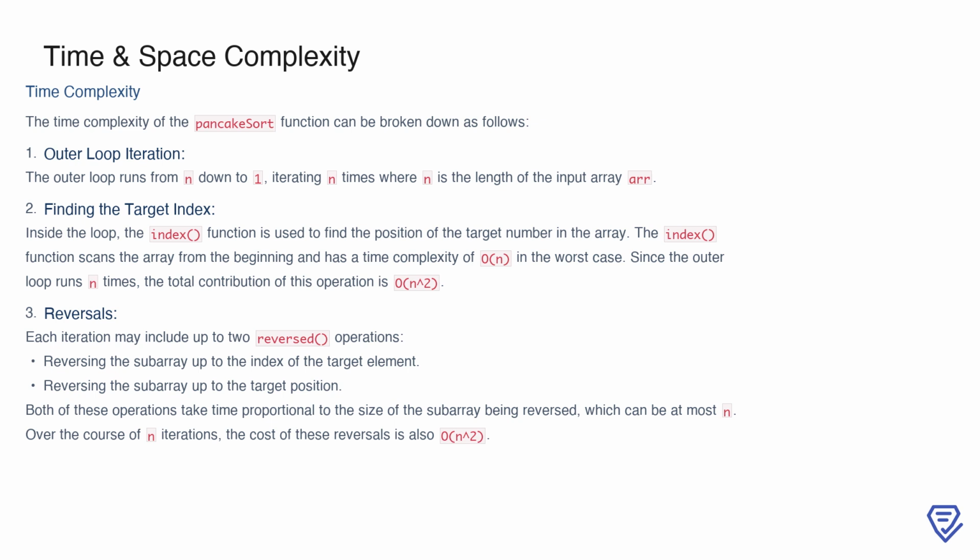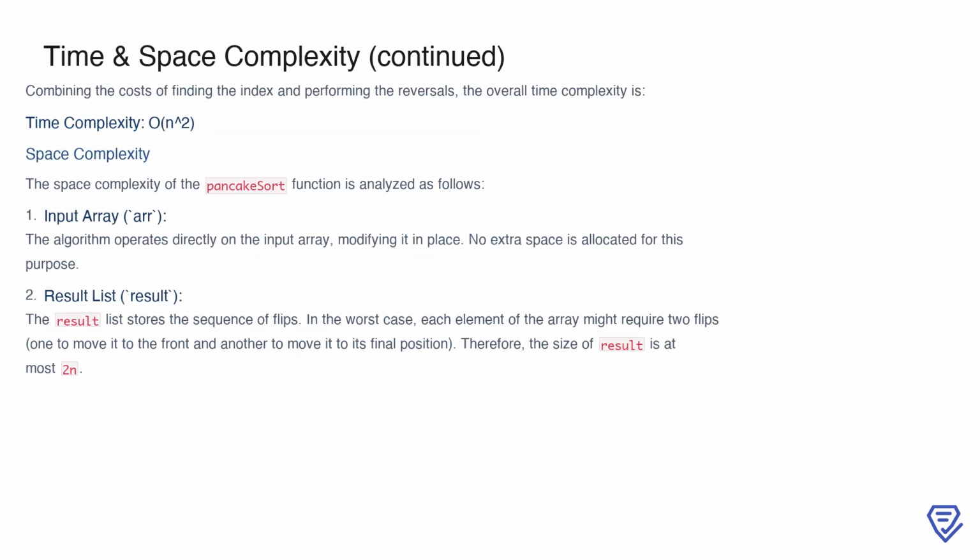Next, we consider the array reversals. In each iteration, we might reverse the subarray up to the target element and then reverse the subarray up to its final position. Both reversals have a time complexity proportional to the size of the subarray, which can be at most n. Summing up the cost of these reversals over n iterations also results in O(n squared). Thus, both finding the indices and performing the reversals contribute significantly to the time complexity of the algorithm. When combining the costs of the index lookups and the reversals, the overall time complexity of the Pancake sort function is determined to be O(n squared).